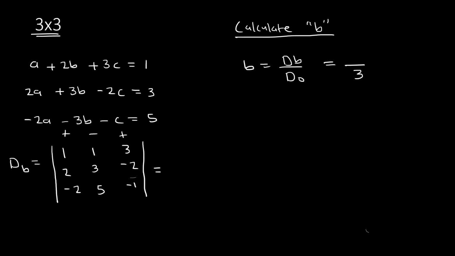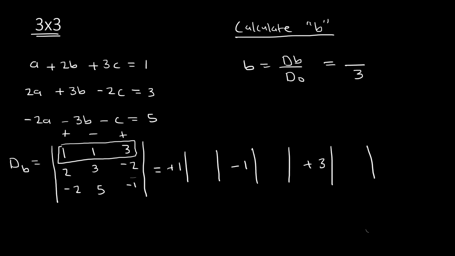Okay, let's go. So now I can expand row 1 again. You can expand anything you want, as long as you don't make mistakes with symbols. So you can see the first one +1, the second one is -1, the last one is +3. So let's go again. Row 1, column 1, I'm left with 3, -2, 5, -1. Row 1, column 2, I'm left with 2, -2, -2, -1. The last one, row 1, column 3, I'm left with 2, 3, -2, 5.